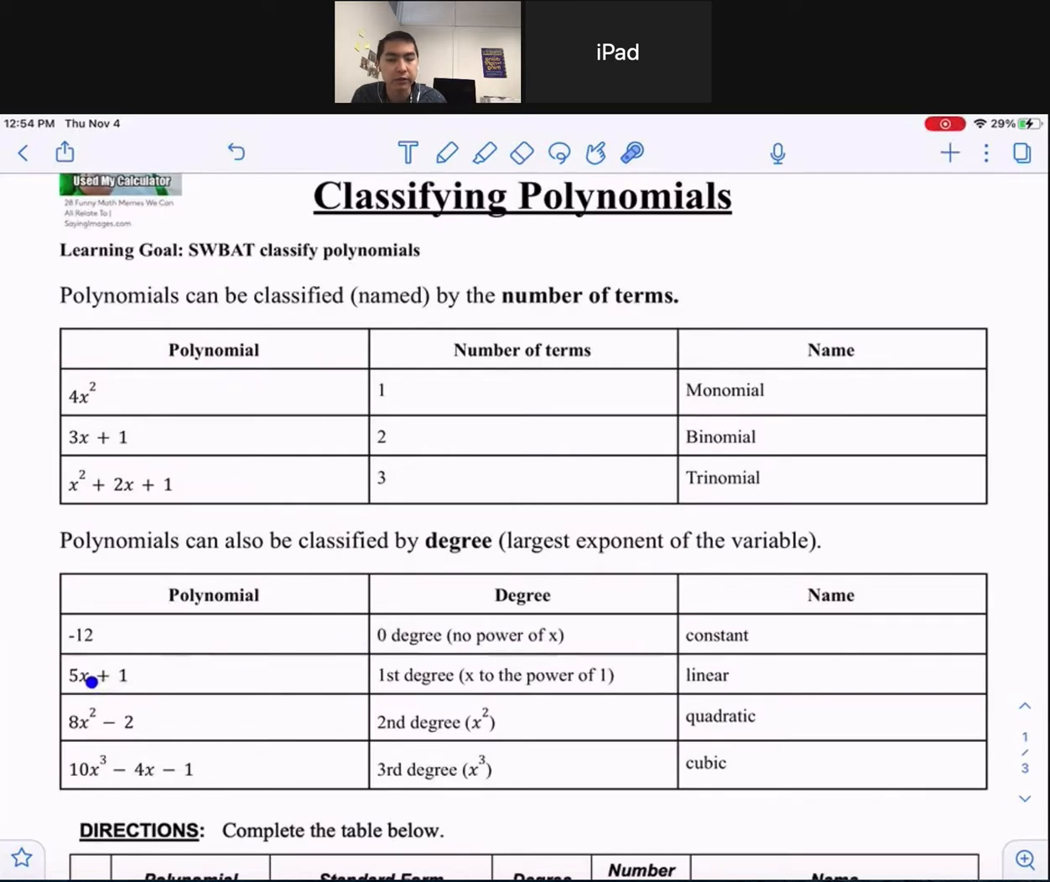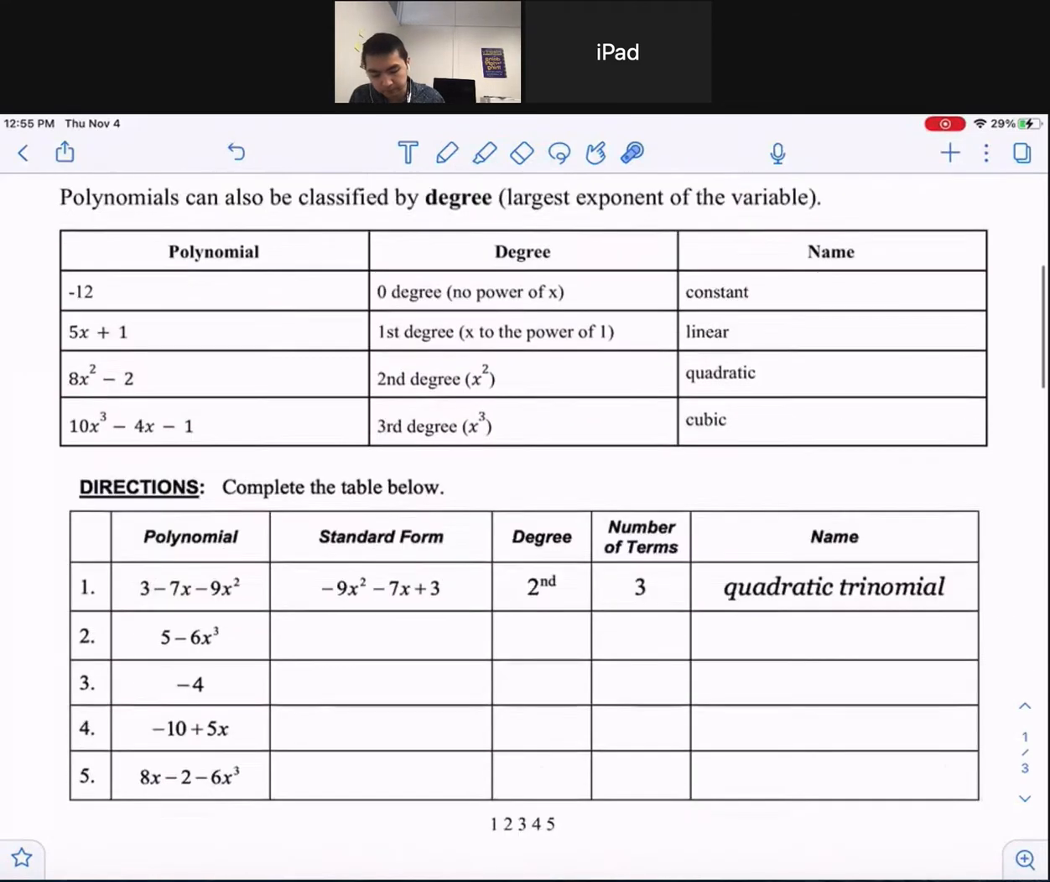If the highest degree of your polynomial is the first power, which this one is, then that is what we call a linear. If your highest degree of your polynomial is the second power, second degree, that's what we call quadratic. And if your highest degree of your polynomial is 3, then that's what we call cubic. So it's all about, do you know the degree, and do you know how many terms there are?